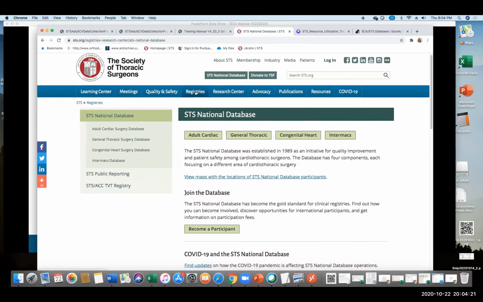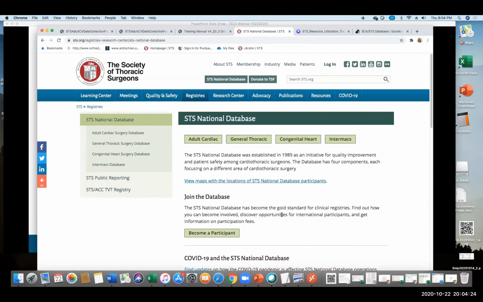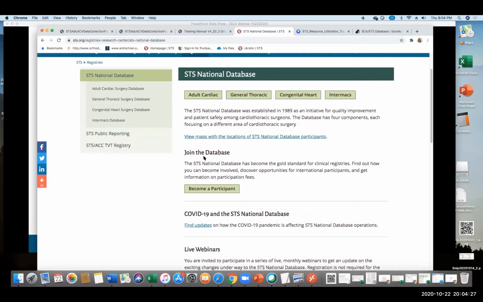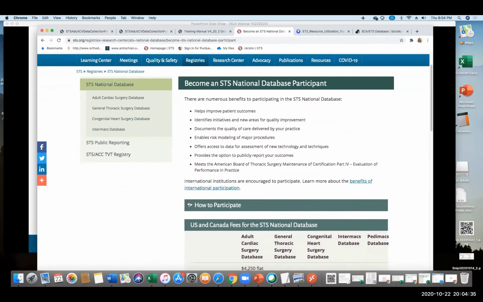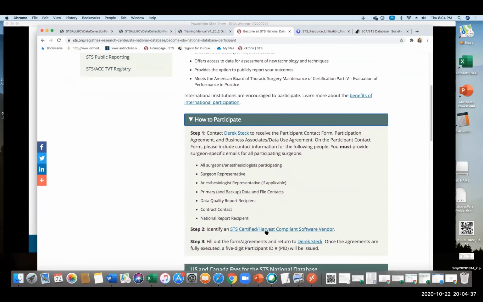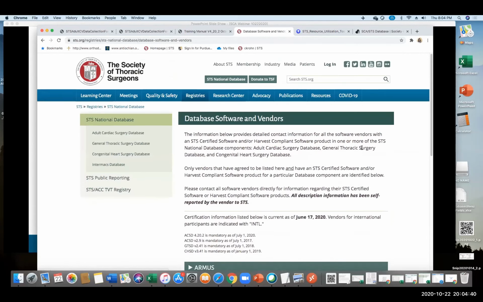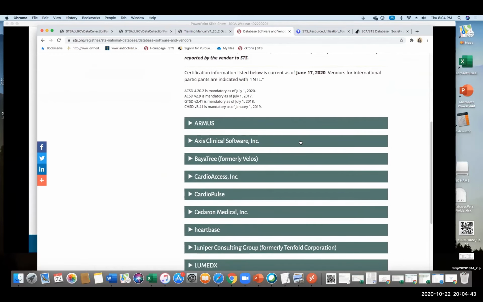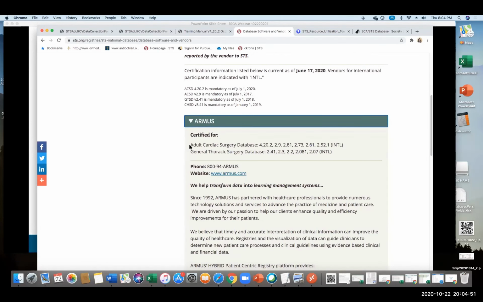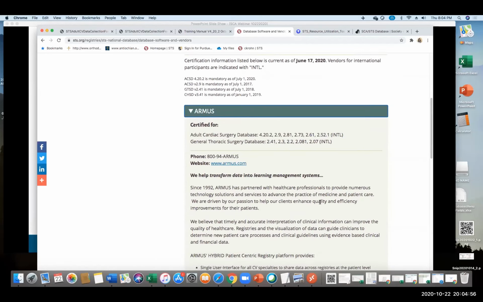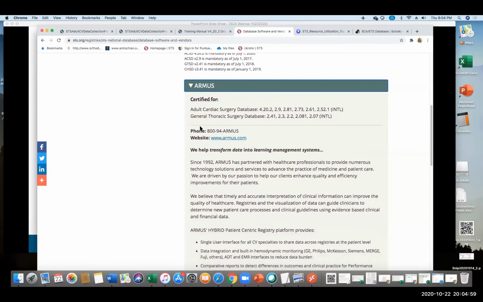So this is the STS website, and then under registries, the STS national database. If you're interested in finding out what vendors are approved, it's located underneath become a participant. And it's kind of buried, but I'm happy to show that to you. This is our list of certified vendors. Under each vendor, you'll see the date that the version went live. Under each vendor, you'll see what they're certified for. And you'll see their contact information if you're interested in getting more information from them.